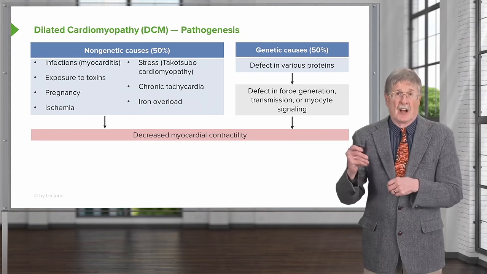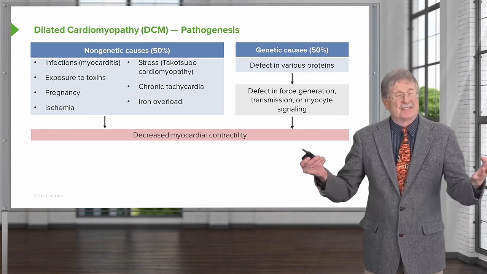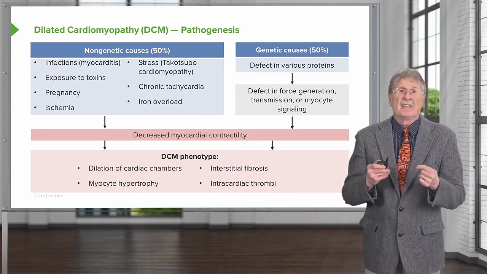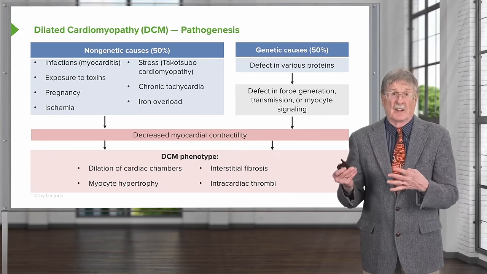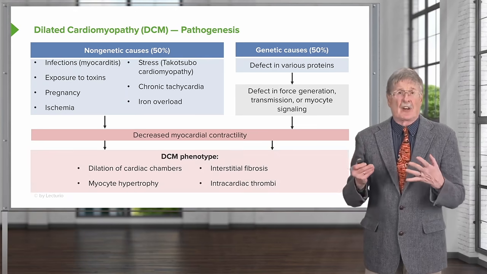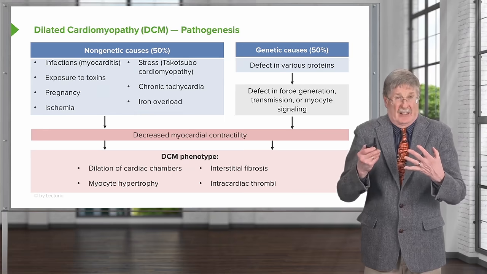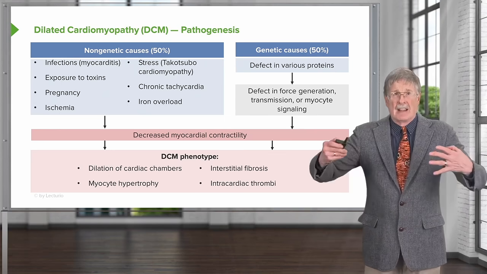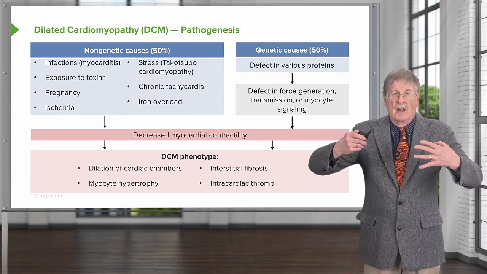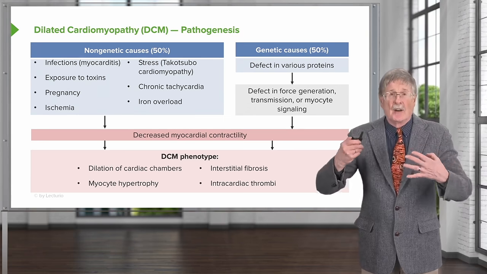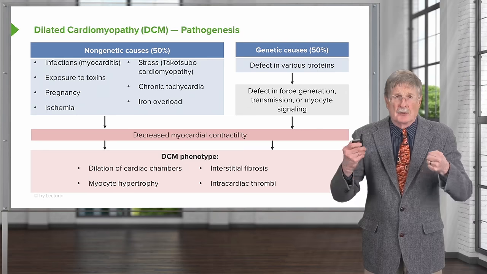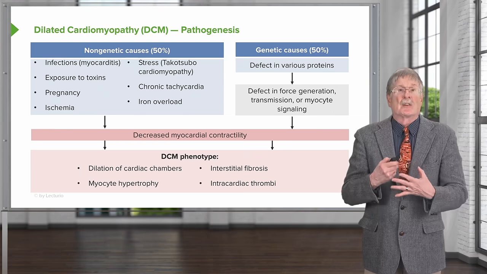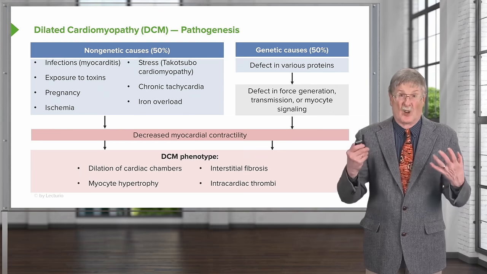Regardless of the cause, genetic or non-genetic, in dilated cardiomyopathy, again, we overall have decreased myocardial contractility. And the phenotype for all of these includes dilation of the cardiac chambers. That's how we get the name dilated cardiomyopathy. There is myocyte hypertrophy. So as we are getting less and less contractile, the adaptation of the heart is to say, well, we need to have stronger myocytes. So even as we're getting less contractile force, the myocytes are undergoing hypertrophy, so they will be enlarged.